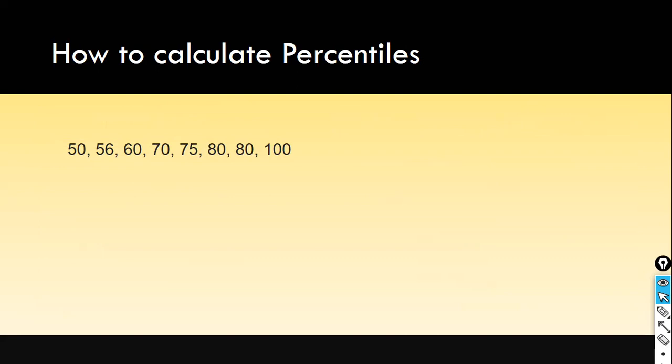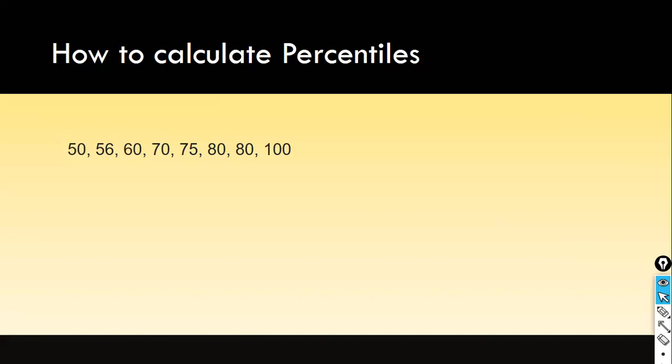In that case, we need to count how many values are less than or equal to 80. So 1, 2, 3, 4, 5, 6, right? 6 or 7. We can say 6. Yeah, 6 values are less than or equal to 80.